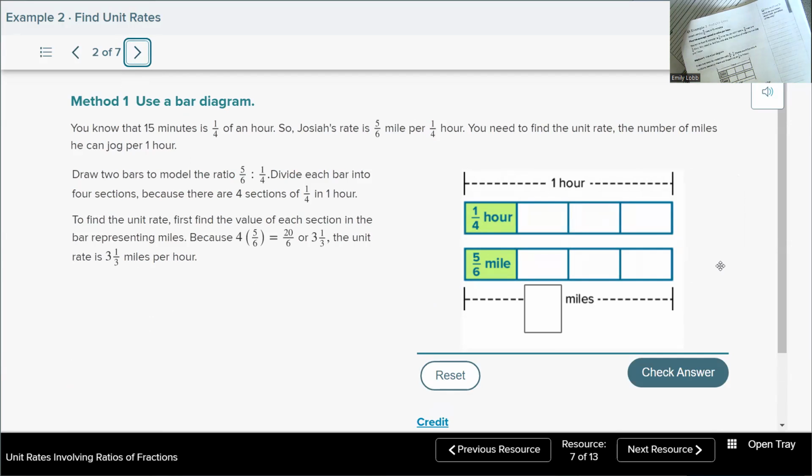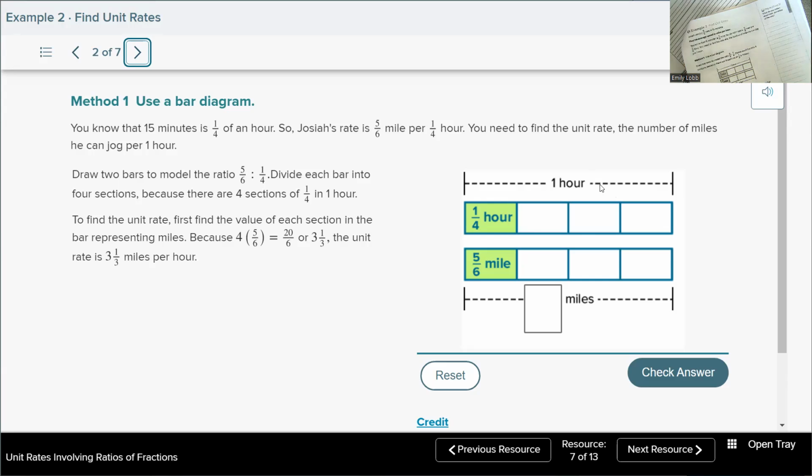And they divided each bar into 4 sections because there are 4 sections of 1/4 in 1 hour. So this whole, 1/4 plus 2/4 plus 3/4 plus 4/4, is a whole hour. You see where they're doing that? They have this all drawn out for you. So hopefully you may just follow along right now and you're with us.